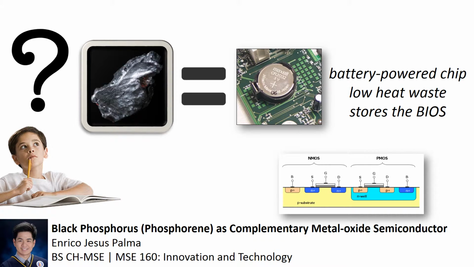Hi, I'm Enrico Palma and I'm going to talk about black phosphorus, also known as phosphorene, as complementary metal oxide semiconductors. In today's world, everything has gone expensive. Laptops, smartphones, and even tablets are priced highly due to their high demand and low supply.